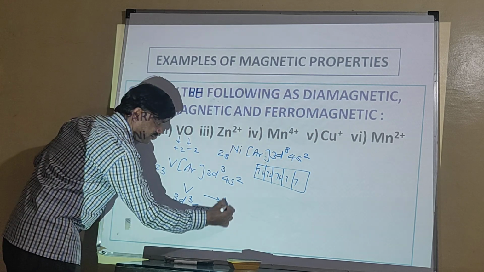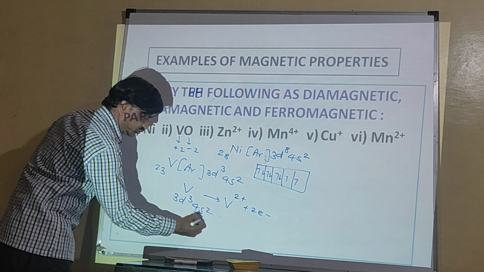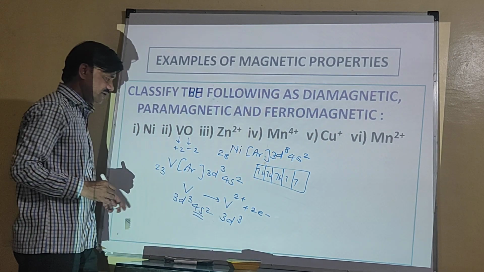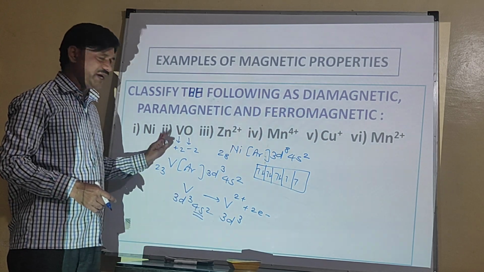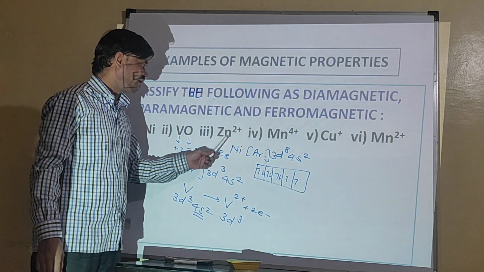What are you getting here? Formation of V+2. There should be loss of 2 electrons. So these 2 electrons get lost. What are you getting? 3d3. There is presence of unpaired electrons. So it is found to be paramagnetic in nature. What about the next species? Zn+2.